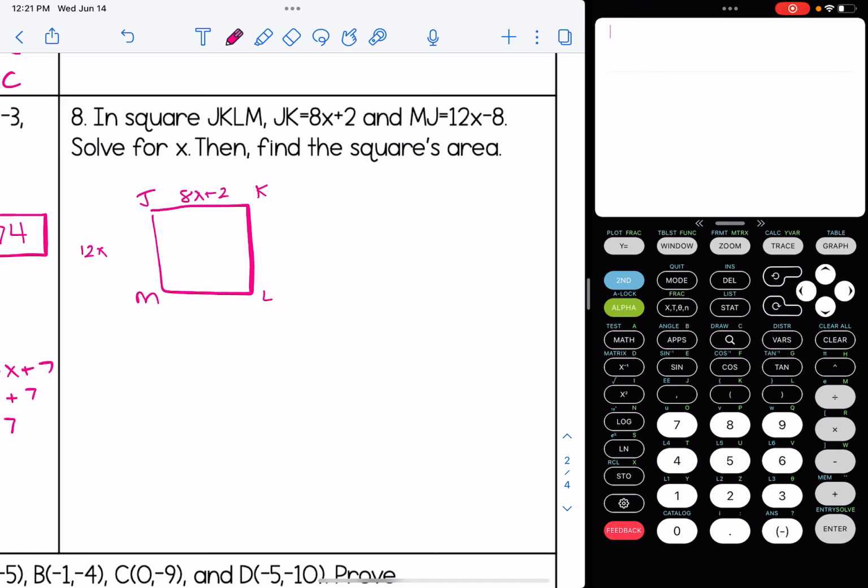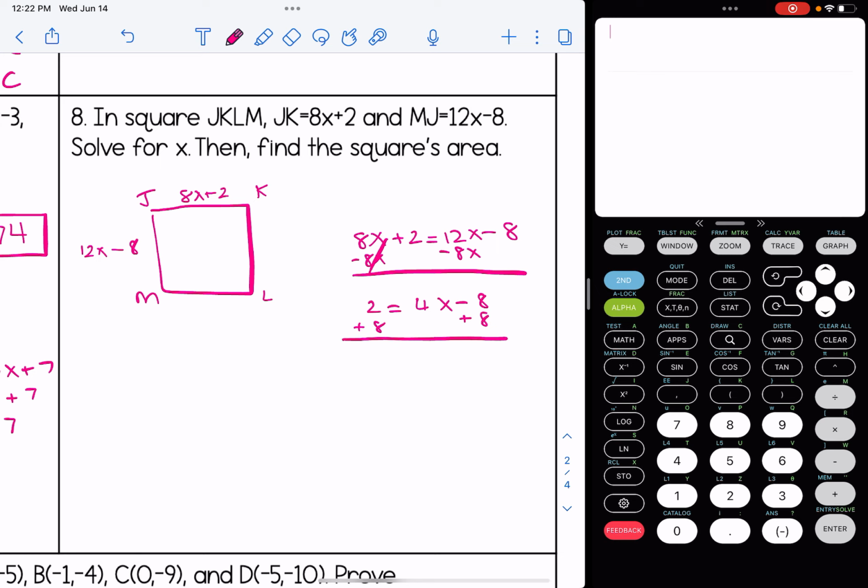MJ is 12x minus 8. And we're just basically looking at 2 sides of a square here, and we know that sides of a square are equal. So I'm going to start by setting those 2 pieces equal to each other. I'm going to get the variables on the same side. Again, just solving our multi-step equation here by trying to isolate our variable. So I have 10 is equal to 4x. When I divide by 4, x comes out to be 2.5.